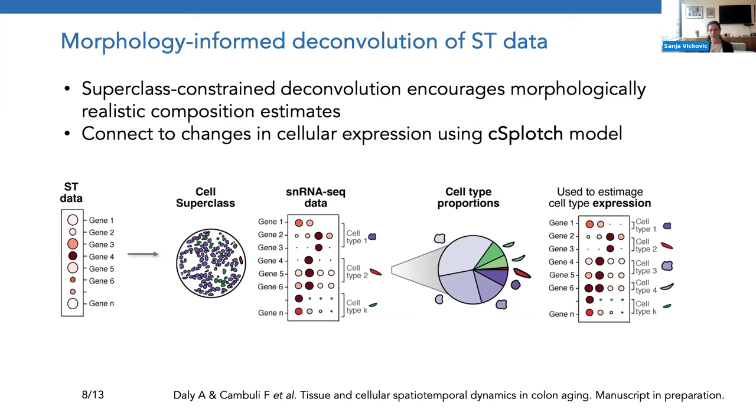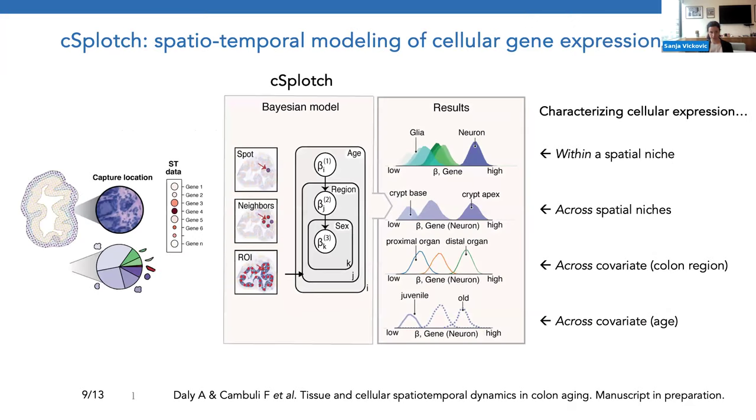So we, of course, didn't want to stop here. We wanted to now take these cellular estimates per spatial spot into a Bayesian model we called C-splotch. C-splotch is the core part of our analysis that really gives us the spatial and temporal modeling of these 1,500 tissue sections, 3.5 million cell segments, over 11 different time points and 3 parts of the colon.